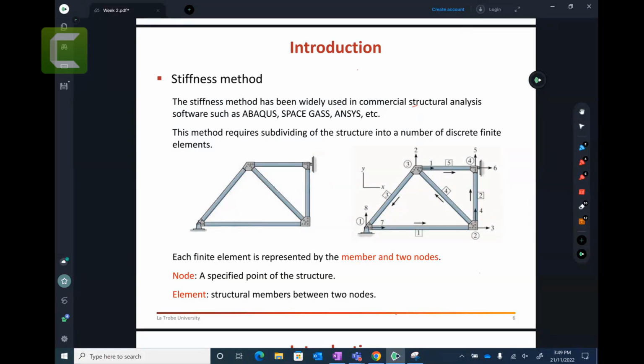All right. Anything else? Probably that's it. So we covered node, we covered element. Each member has two nodes. We covered that.